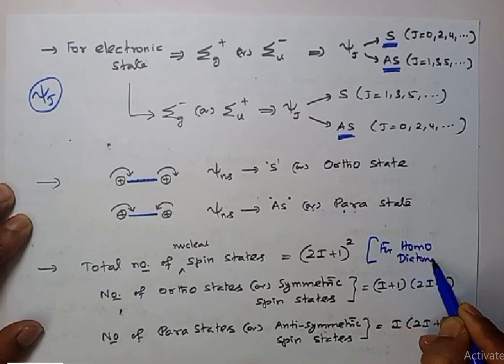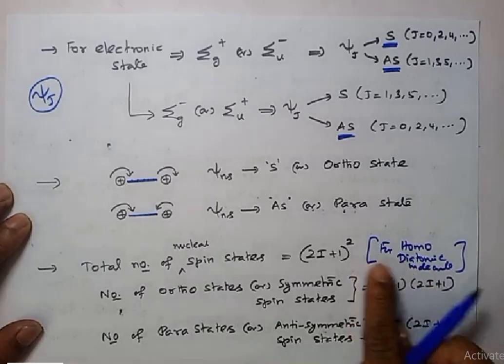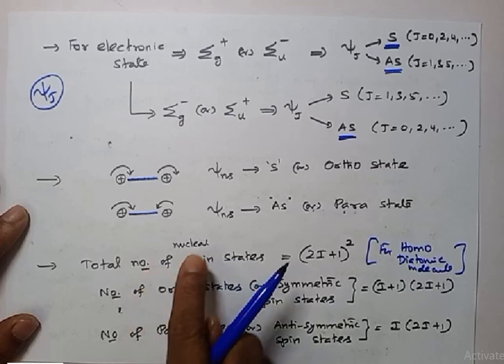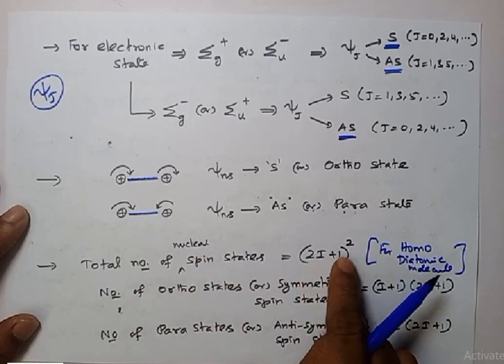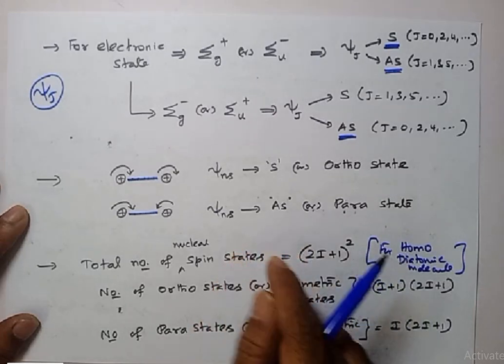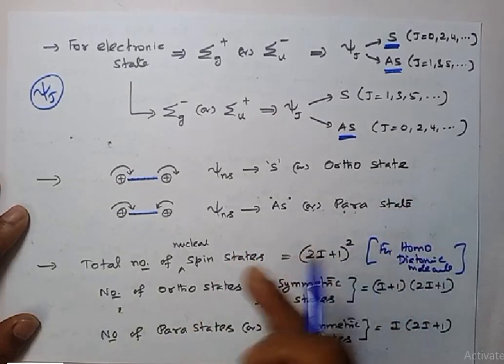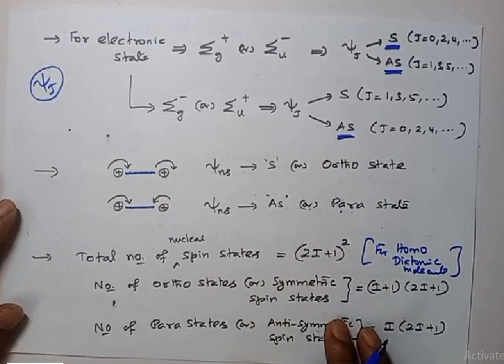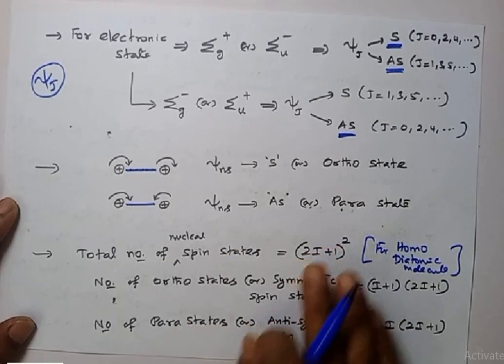Homodiatomic molecule. Okay. For a homodiatomic molecule, the total number of nuclear spin states is (2I+1) the whole square. 2I+1 is for one nucleus, and 2I+1 for the other nucleus. If you multiply, you will get (2I+1) whole square. This is the total number of spin states.